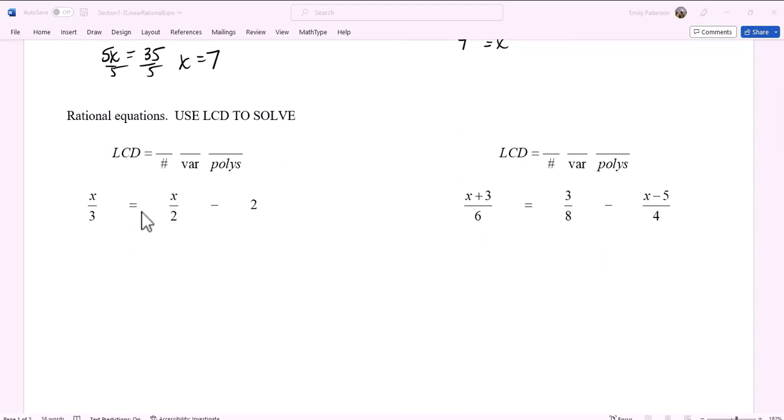So what we're going to look at now is what happens when we have rational expressions or fractions in each of our terms. We can use the old rules of fractions to solve this and to combine like terms and move to the other side of the equation. But one of the methods that we can use is using the LCD to solve.